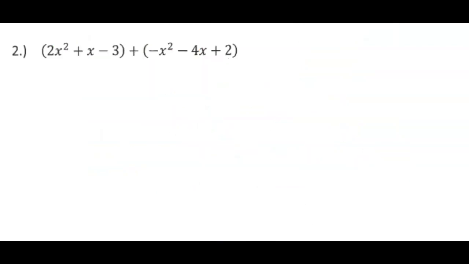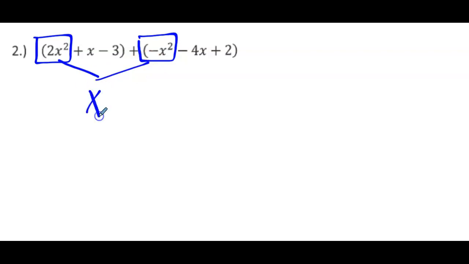So in number 2, again, we're going to combine those like terms. And when I do that, it doesn't change the exponent. It just changes the coefficients. So I've got 2x squared. To that, I'm adding a negative x squared. So I've got 2 in this pile, negative 1 in that pile. That's going to give me 1x squared, right?